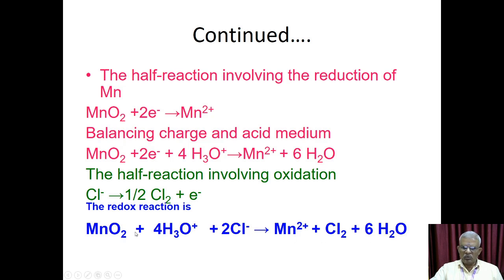In this reaction, why it is called a redox reaction means here the oxidation and the reduction are taking place simultaneously. Here the manganese plus 4 gets reduced to plus 2 and your chloride ion minus 1 gets oxidized to 0. So here the oxidation as well as the reduction is taking place simultaneously. So this is called a redox reaction.